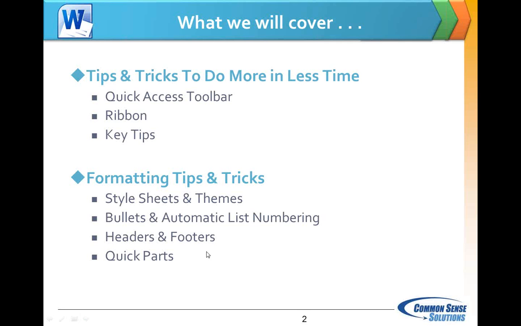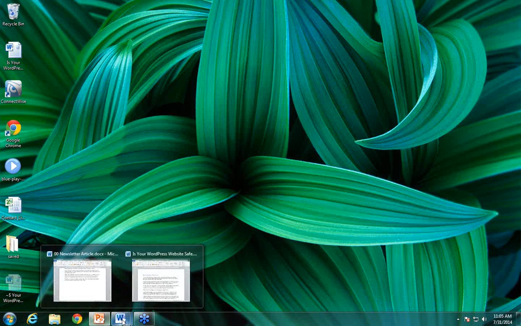And then we're really going to dive into formatting, talk about style sheets, themes, what the difference between the two is, and a little bit about how you can easily create bullets, headers, footers, and quick parts. If we have time, we'll also talk about tracking changes in Microsoft Word, and also about SmartArt, which is an easy way to present data graphically in Microsoft Word. And SmartArt always makes your documents seem very impressive. So without further ado, let's go ahead and get started.